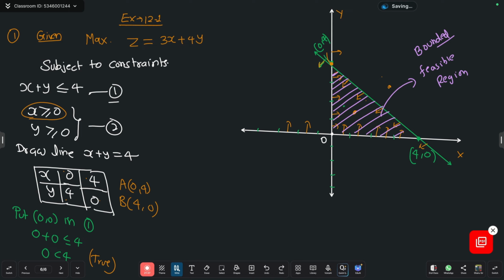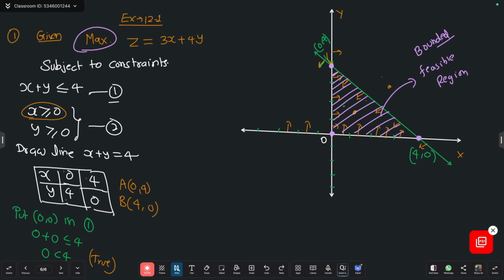Both will exist. And my task is to maximize the problem here. Then where will I get the maximum or minimum? According to theorem number 1, whenever the feasible region is bounded, the maximum or minimum will always be at a vertex or corner point. How many corner points do you see? There are only 3 vertices: (0, 0), this point and this point.